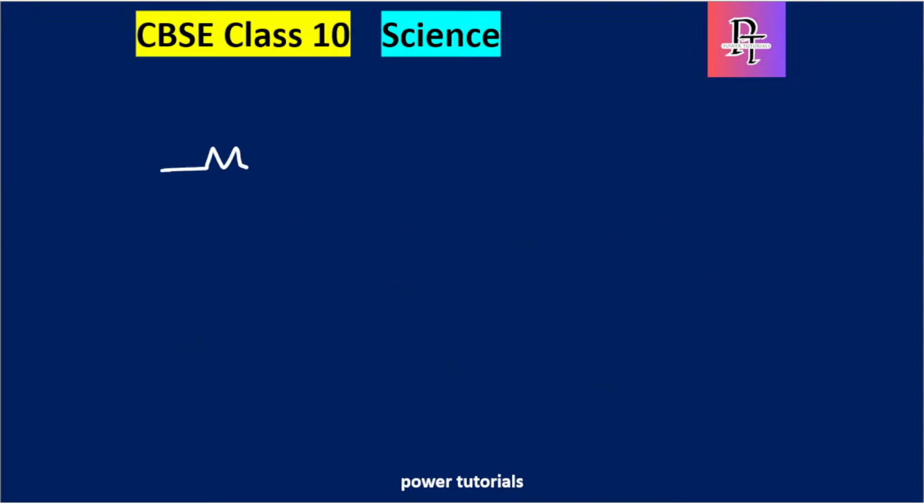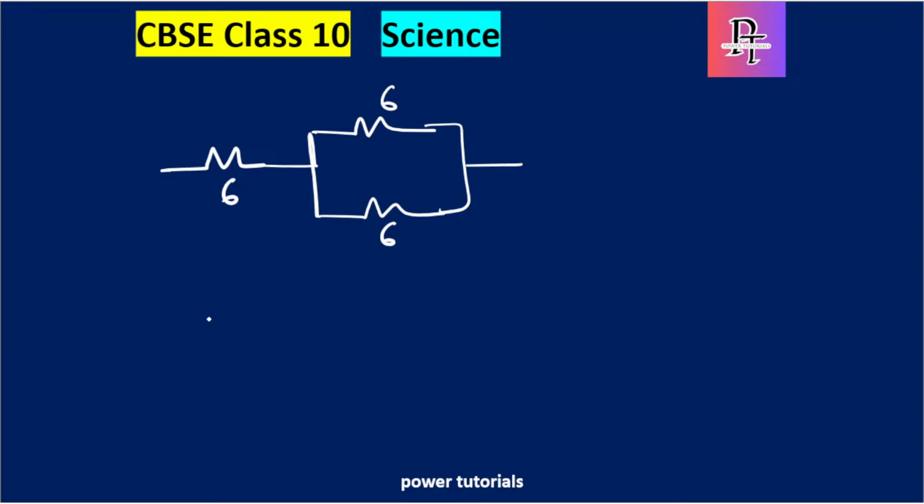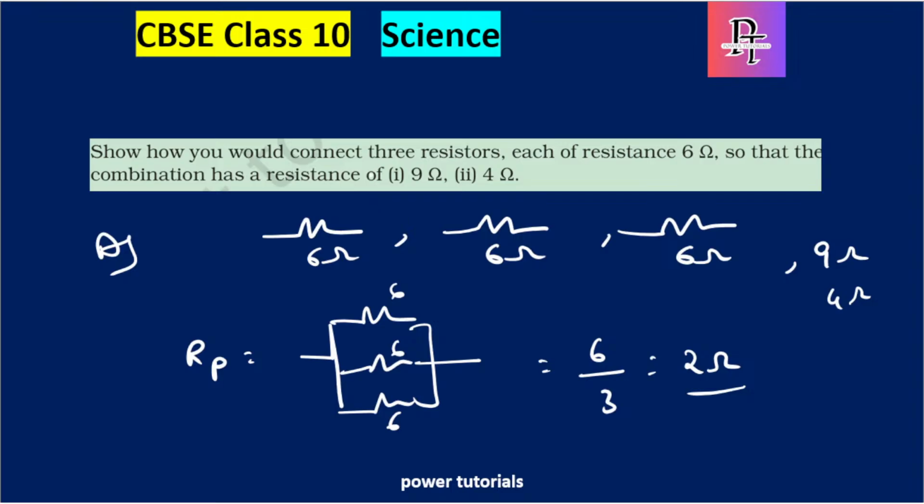How about if one is in series, 6 ohms is in series with the other two resistors, which are 6 and 6 in parallel. 6 and 6 in parallel, I told you it is simple. It is 6 by 2, which is 3 ohms. So now this 6 and this 3 will give a combination of 9 ohms. So one is done, 9 ohms, but we also want another one which is 4 ohms.